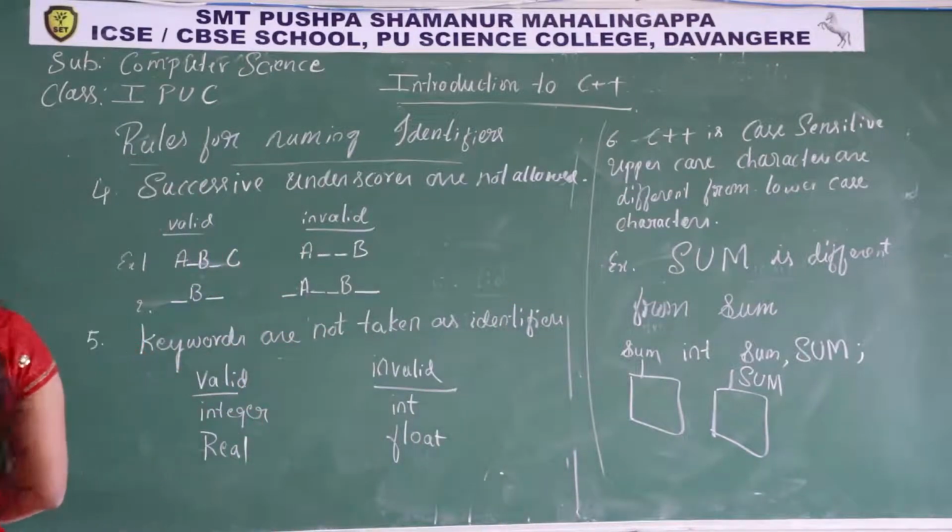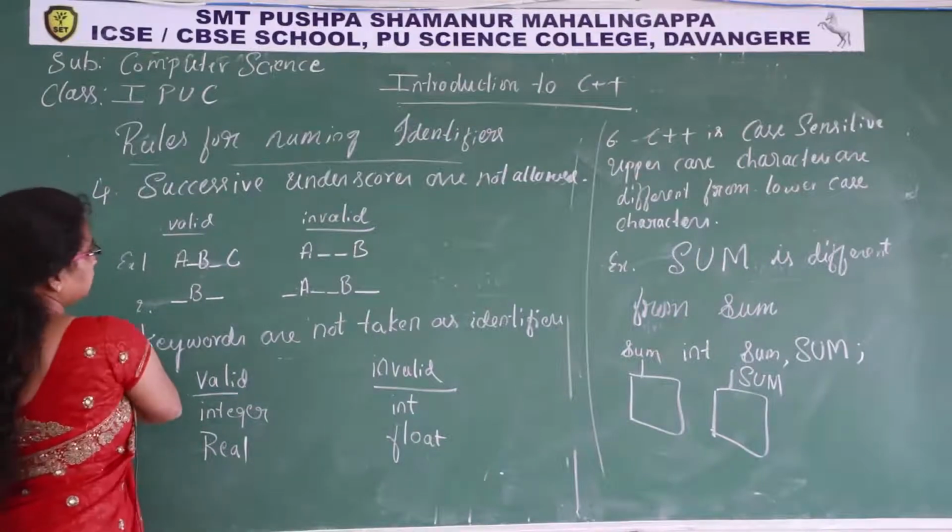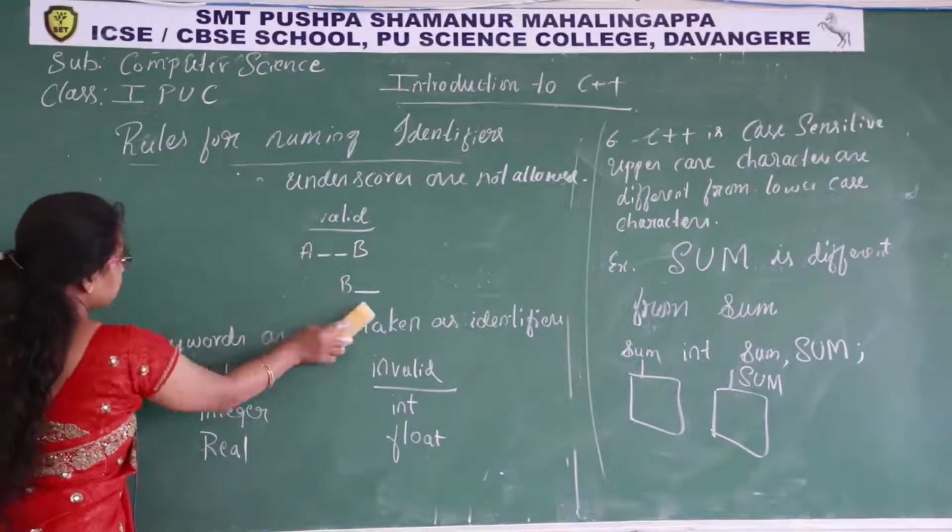So these are the main rules to name identifiers. You have to remember these rules. I hope you have written this. You must write in your notes. Though you have a recorded class, you must write.